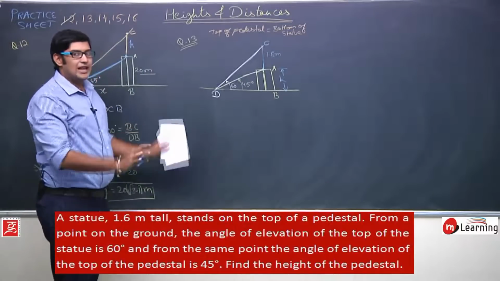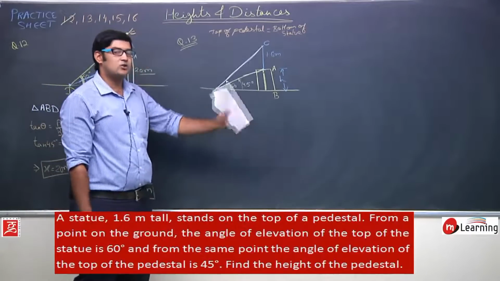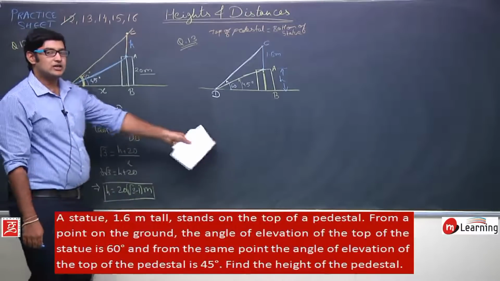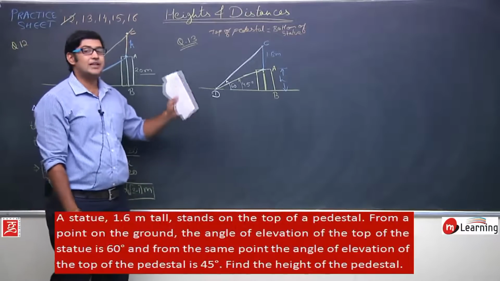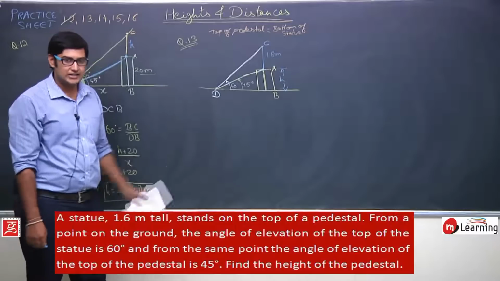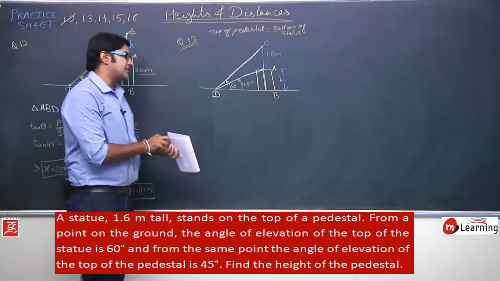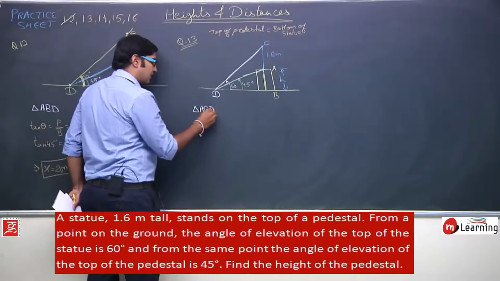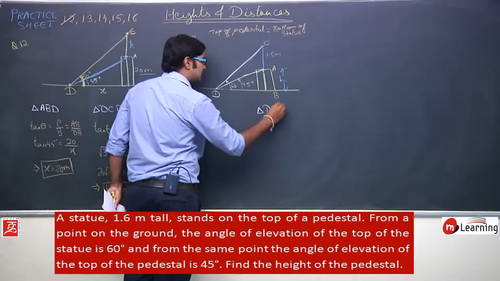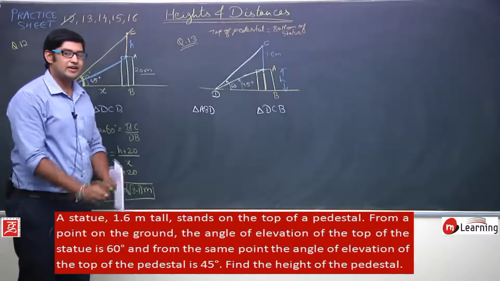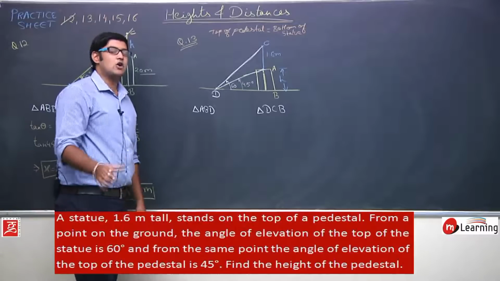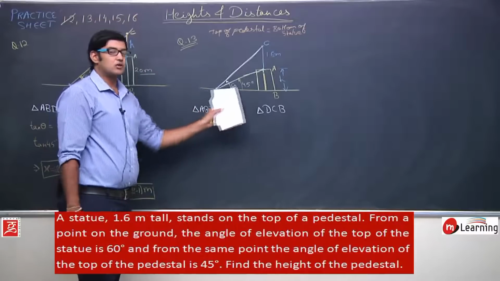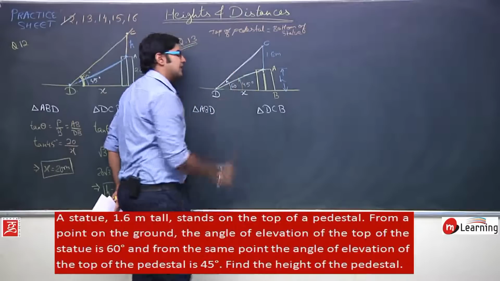Now, we have drawn the line diagram and identified the unknown quantity. Now what should we do? Just as we have done in the previous question, apply the same concept: determine the right angled triangles. We can see there are two right angled triangles. First is triangle ABD and the second is triangle DCB. Then identify the common side between the two triangles. The common side is DB, so let us say DB is x.